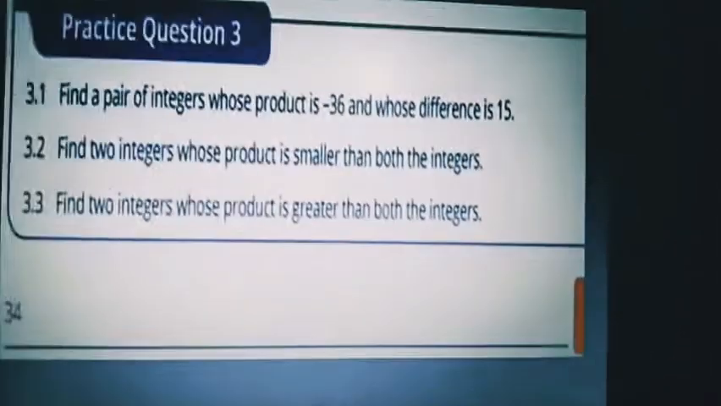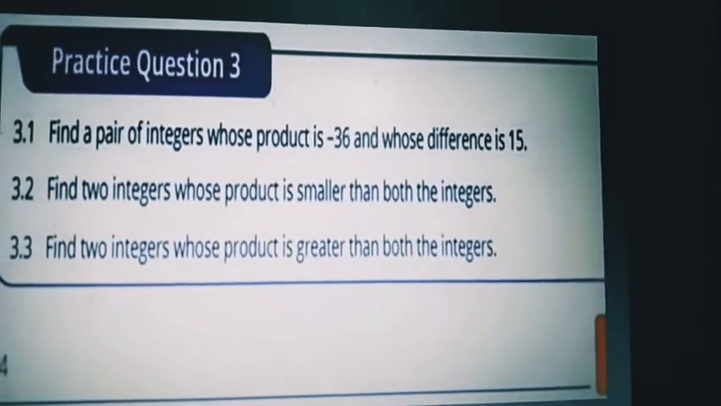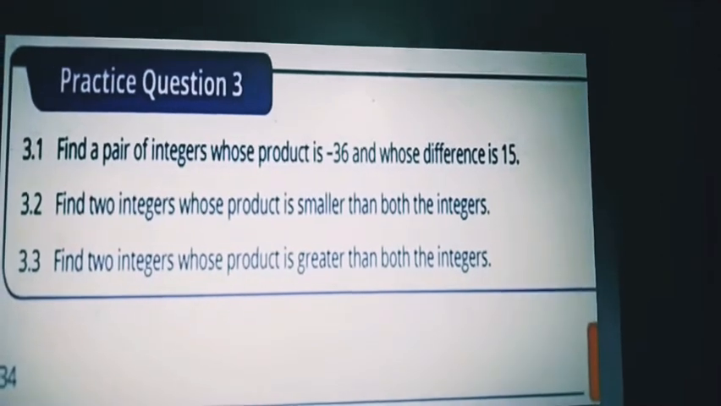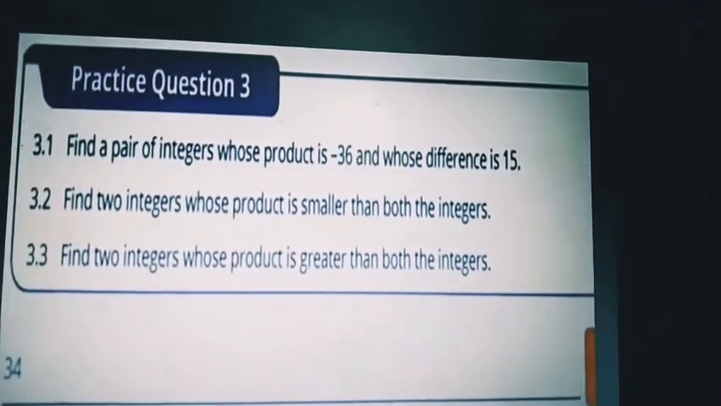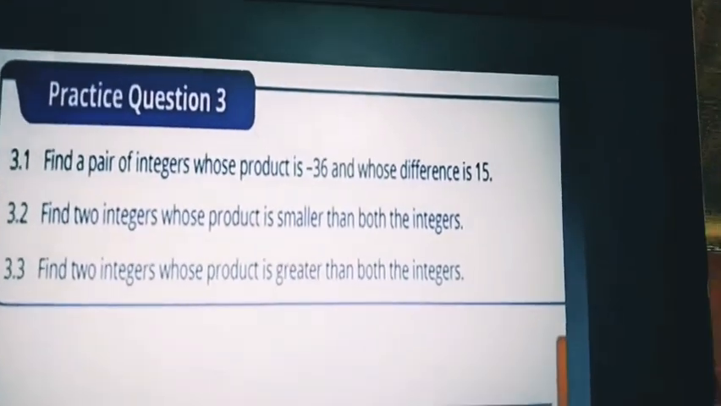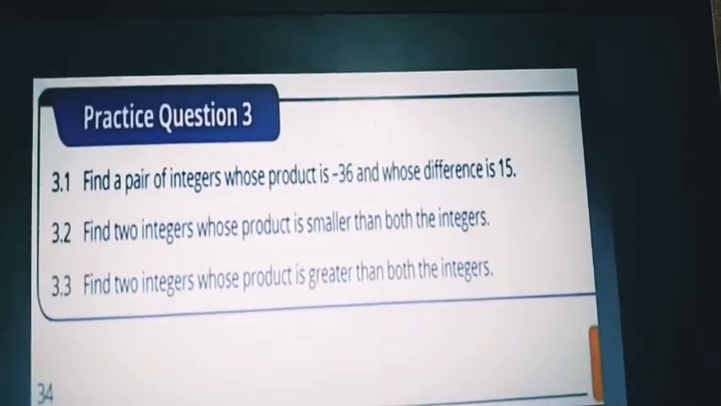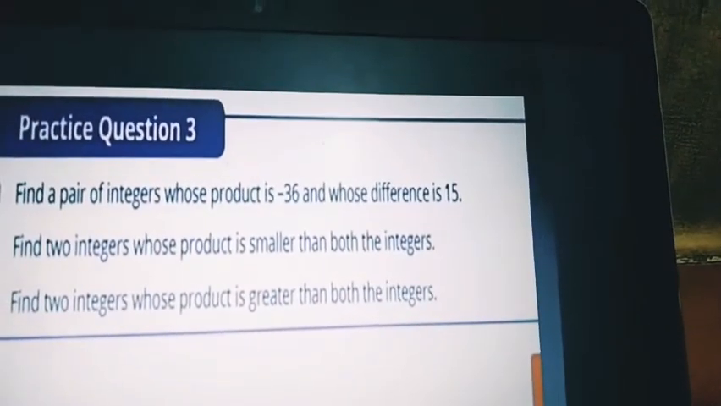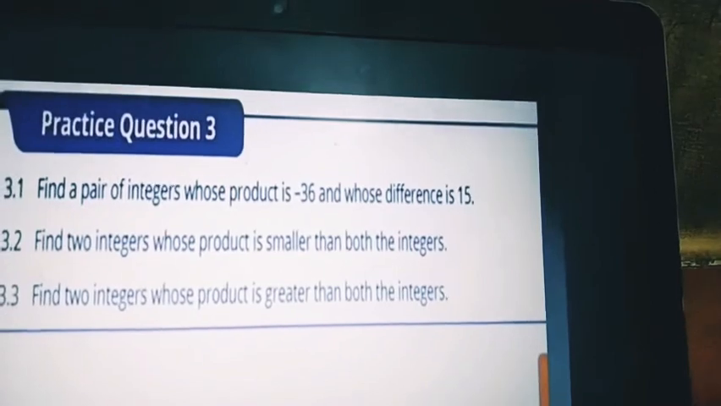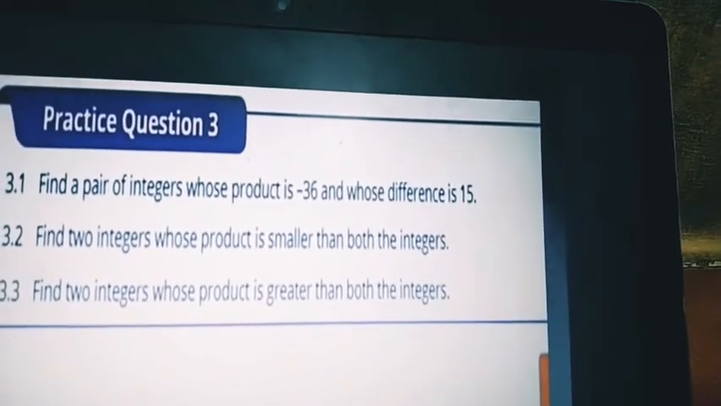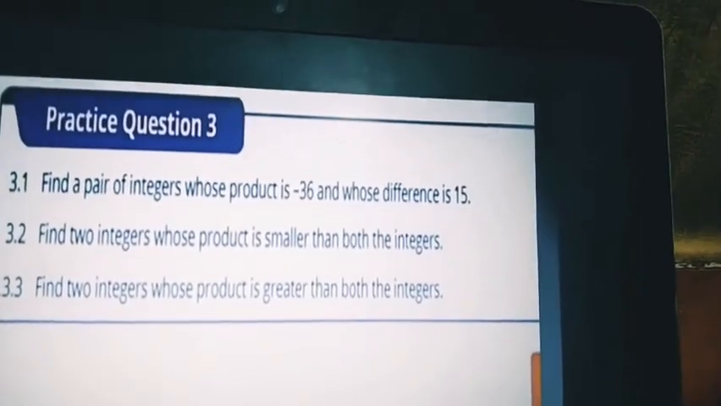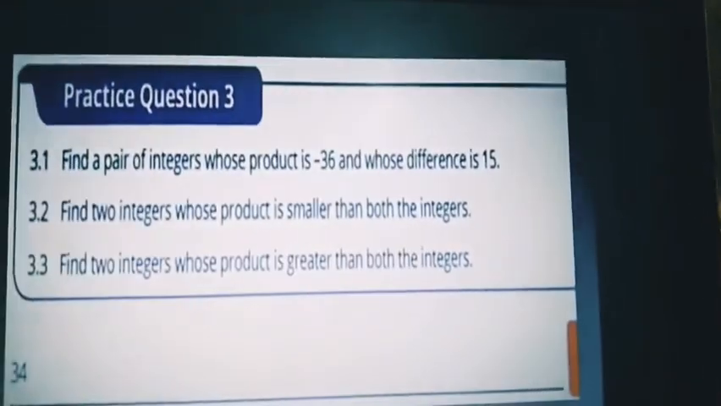So you have some more practice questions here. Three questions. Find a pair of integers whose product is minus 36 and whose difference is 15. So what you should do is first find out the pairs of integers where you get the answer 36. It may be 1 into 36, 2 into 18, 3 into 12, 4 into 9 and so on. See in which case you get the answer as 15 when you subtract. That gives you the correct answer.